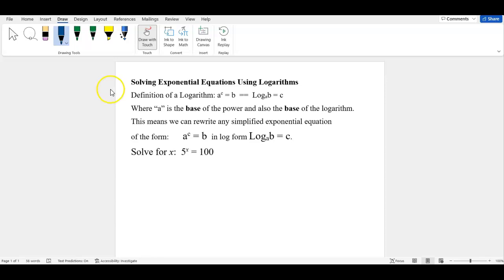For those who don't know what a logarithm is, here's the definition of a logarithm algebraically. That is, a to the c power equals b is equivalent to saying log base a of b equals c. Notice that a is the base of this exponential equation, and it's considered the base of the logarithm here also. In other words, the base of the logarithm is raised to c, which is the exponent. A to the c power equals b.